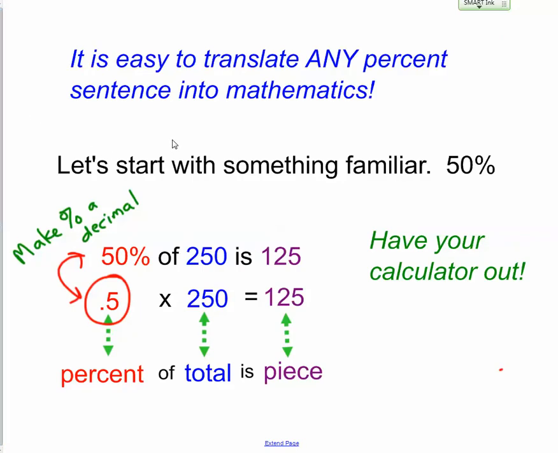Alright, so we started off with just something really familiar, like 50% of 250 is 125. All of you know that's a half, and you just have to be able to make this into a decimal. And remember, you move the decimal place twice because percent means out of 100. So I'm going to take out the symbol that means out of 100, so I have to put in the decimal that means out of 100. The decimal was here, I moved it twice to the left, and now it's 0.5, which you know is a half. And if you multiply 0.5 times 250, you get 125, because that is 50% of 250.